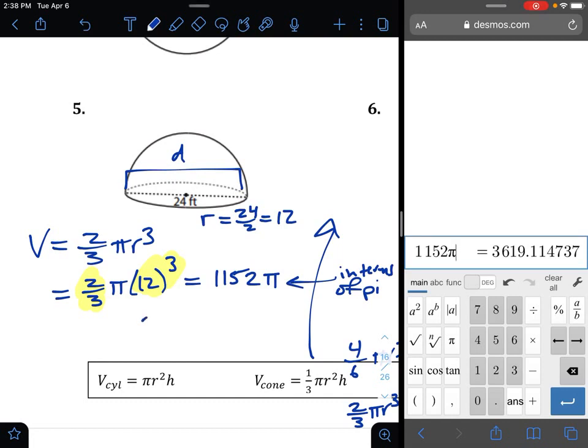So this would be our rounded answer, 3,619. If we're doing to the nearest tenth, that would just be 0.1, because the 1 after it would say keep the first one the same. Bring our unit down, feet, and volume is 3-dimensional, so it's cubed. That's how we can find volume of a hemisphere.